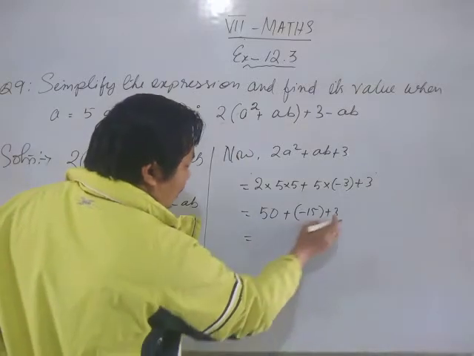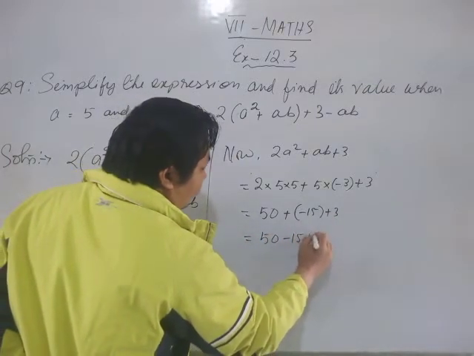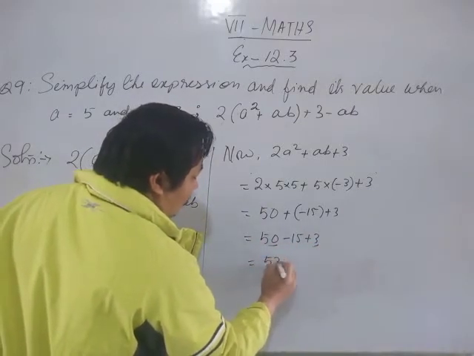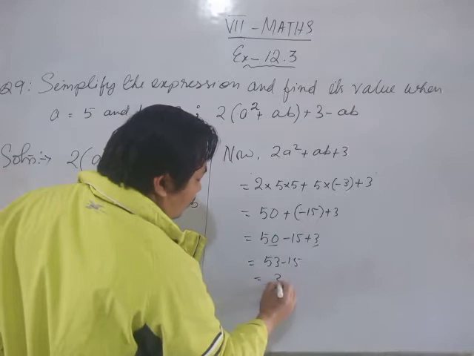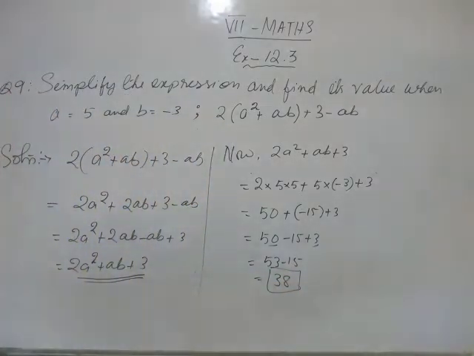Then you see, if you open the bracket, you get here minus 15 plus 3. So plus 3 and 50, if you add, you get here 53 minus 15. That is equal to 38. So 38 is the answer we get. Okay, clear? The value is 38.